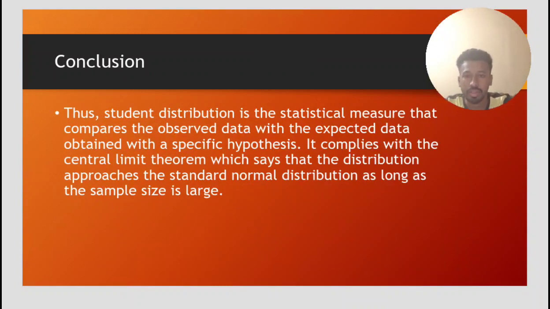And the conclusion is, the student distribution is the statistical measure that compares the observed data with the expected data obtained with a specific hypothesis, and it complies with the central limit theorem, which says that the distribution approaches the standard normal distribution as long as the sample size is large.